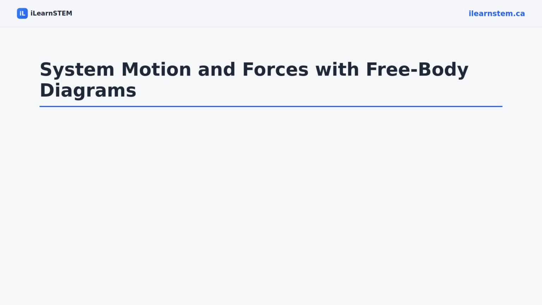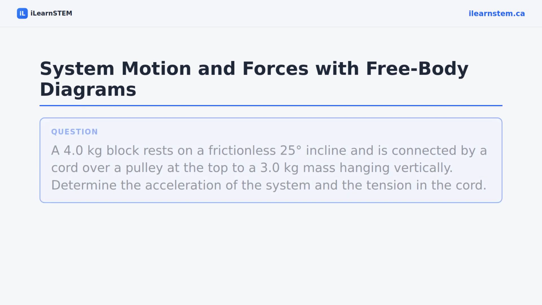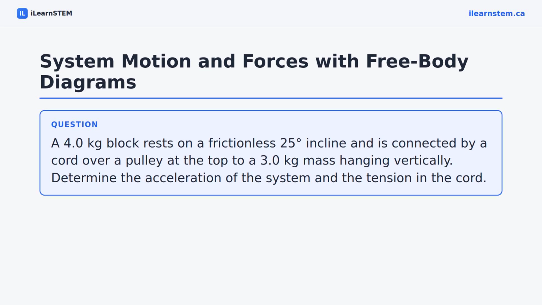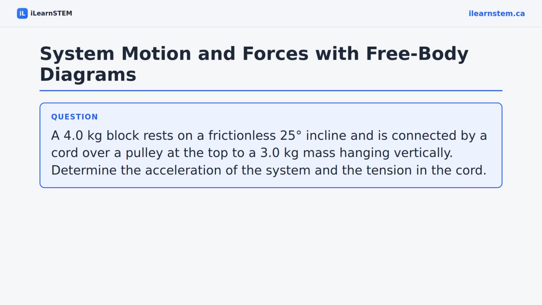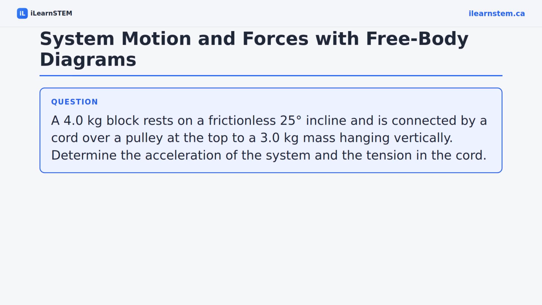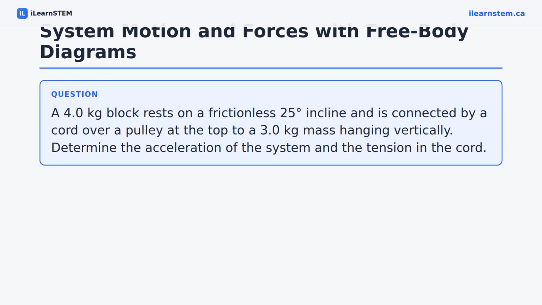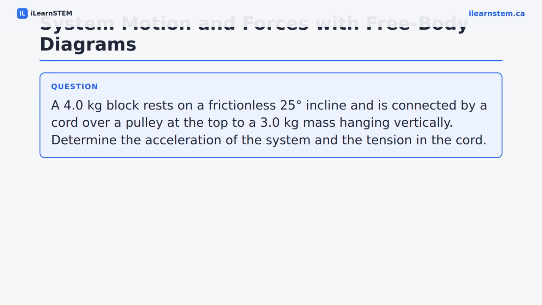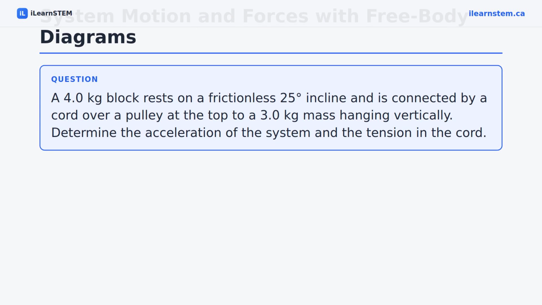We'll practice analyzing the motion and forces in a system of two masses connected by a cord over a pulley, one on an incline and one hanging. Here's the problem. A 4.0 kilogram block rests on a frictionless 25-degree incline and is connected by a cord over a pulley at the top to a 3.0 kilogram mass hanging vertically. Determine the acceleration of the system and the tension in the cord.